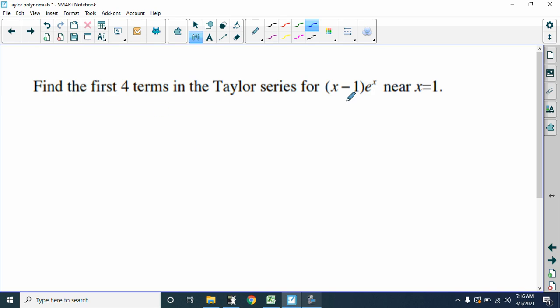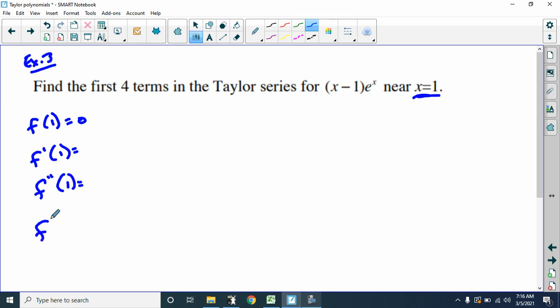Example 3. Ask for the first 4 terms in the Taylor series centered at x equals 1. So we are going to need f of 1, f prime of 1, f double prime of 1, and the third derivative at 1. Notice that's going to give me 1, 2, 3, 4 terms.